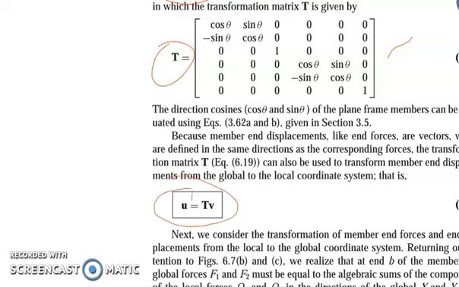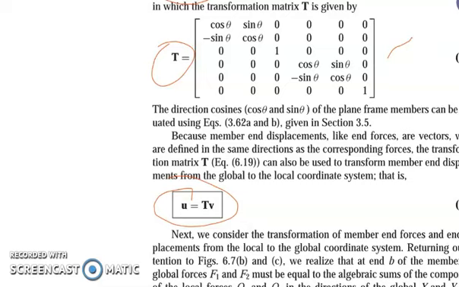U is equal to transformation matrix T times V. And of course, for every member, there will be 6 member end displacements in the local coordinate system and 6 member end displacements in the global coordinate system. Of course, our U is the end forces and displacement in the local coordinate system. Our V is the end displacement in the global coordinate system.